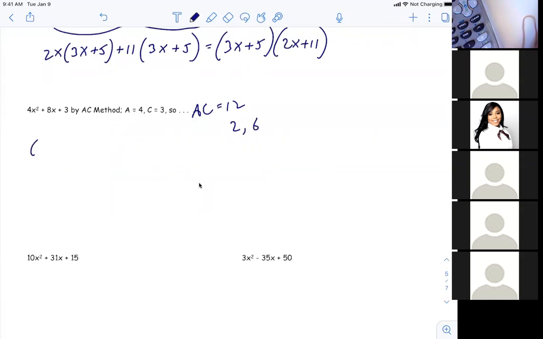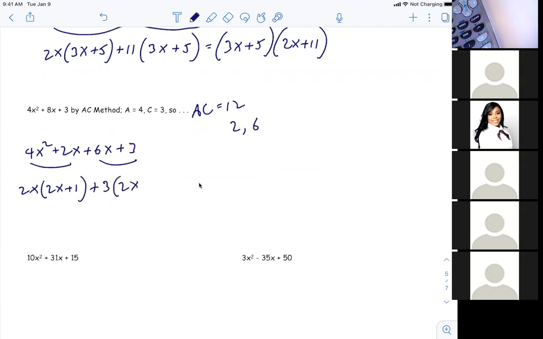And so, oops. I'm going to write plus 2x plus 6x plus 3 and factor by grouping. Factor out 2x there, 2x times 2x plus 1. Factor out a 3 here, 3 times 2x plus 1. And ready to write my answer, 2x plus 1, 2x plus 3. I think this is the same one we did guessing and checking a few minutes ago, I think, right?